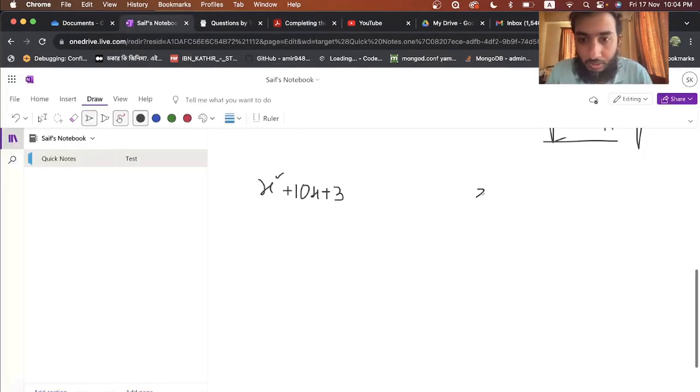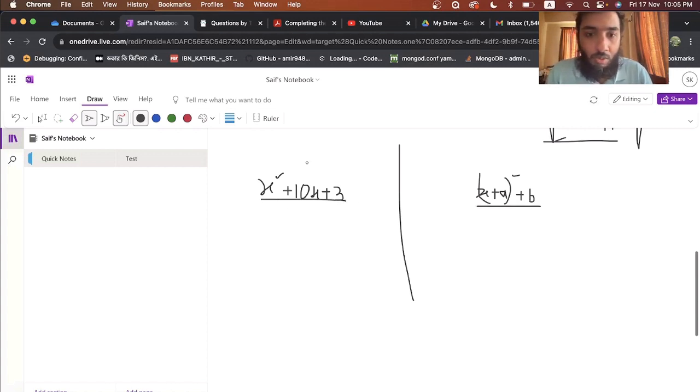So x plus a whole square plus b. If I draw a line here to separate these two expressions, this is one expression, this is another expression. So I have to write this expression in the form of this expression, right? So how do I approach this problem?